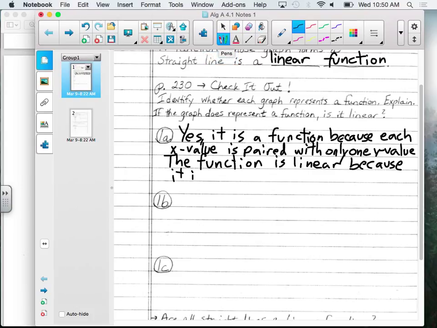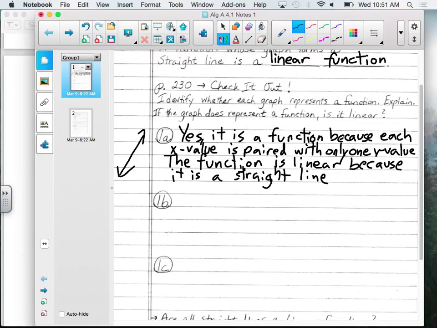It is a straight line. And that graph kind of looks something like that, right? Yep.